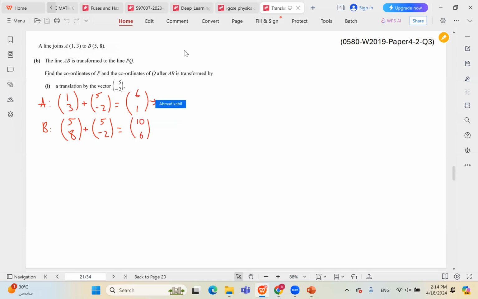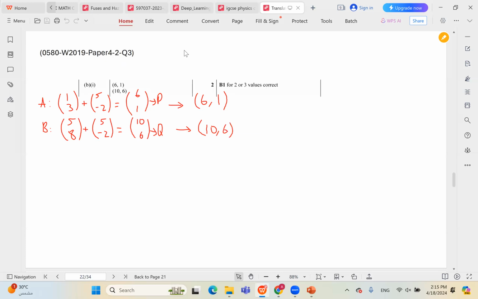So this is P and this is Q, but because they said find the coordinates, let's transform it back into an ordered pair. So it's going to look like this, 6, 1. And here it's going to look like this, 10, 6. Of course, the first one is P and the second one is Q. So 6, 1 and 10, 6 are the correct answers.